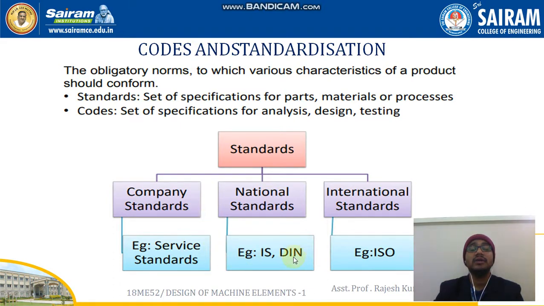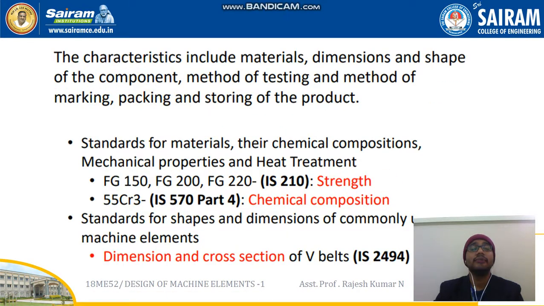These organizations analyze the product and give approvals for the products we submit for approval. The next one is international standards, where the product or design we are making is sent for approval to an organization that is recognized internationally. Example, ISO, and we have many codes also. The characteristics include materials, dimensions and shape of the component, and also the method of testing and the method of marking. Very important, the packing and storing of the product also plays an important role in standardization.